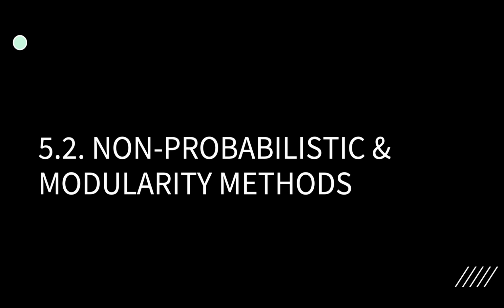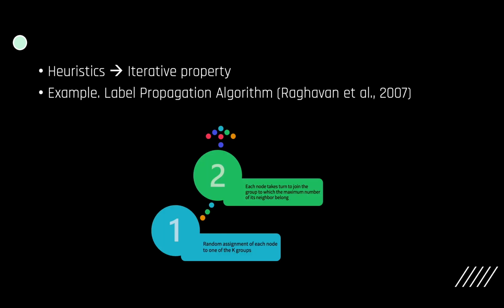This is the reason why I will introduce the next method for community detection, which is a non-probabilistic and modularity method. Another way of achieving community detection is to step away from SBMs and apply methods which are not based on statistical or probabilistic modeling, but mainly on heuristics. And this has an iterative nature. For example, in the label propagation algorithm by Raghavan et al., initially, each node is randomly assigned to one of the k groups. Then each node takes turns to join the group to which the maximum number of its neighbors belong, with ties broken uniformly randomly. And this iterative process continues until no node changes its group membership anymore.